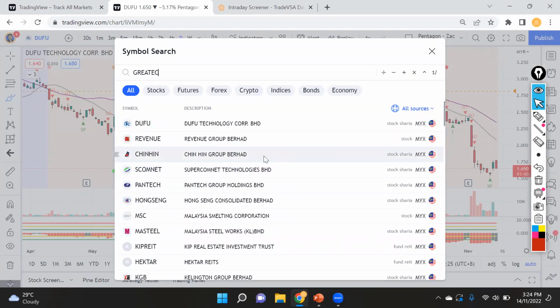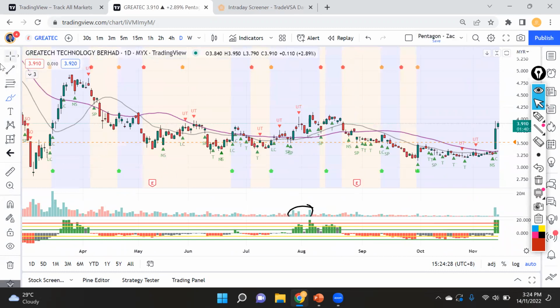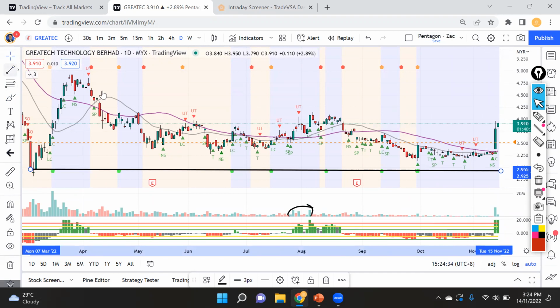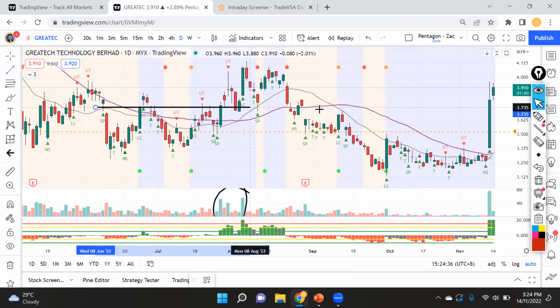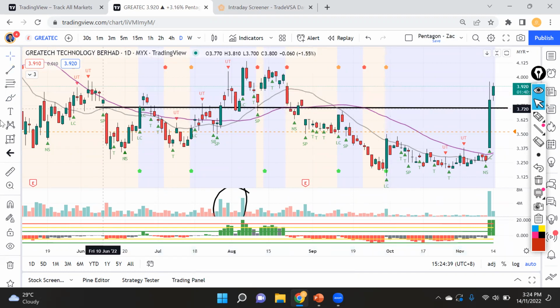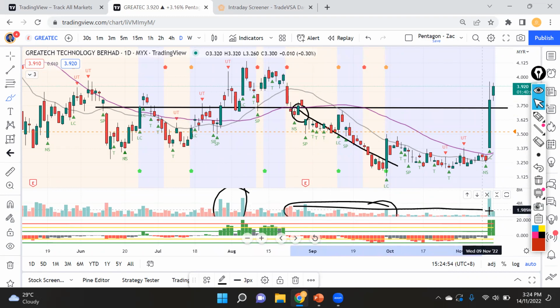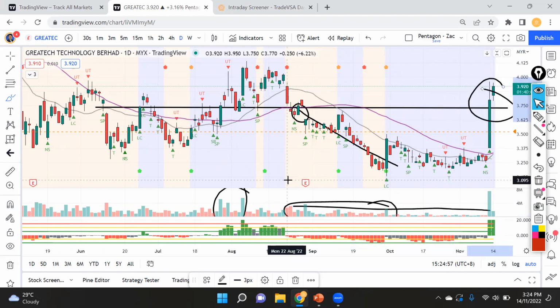I think GradTech is the easiest one. If you notice GradTech over here, it didn't break support here. This is the previous support area. And Penta also, we can look into Penta. Notice when they drop below this support, the volume is average to low. This part here is high volume, so this part here is low to average volume. And subsequently they got a chance to make a rebound, unlike Revenue and Dufu, which seem to still be in the downtrend.